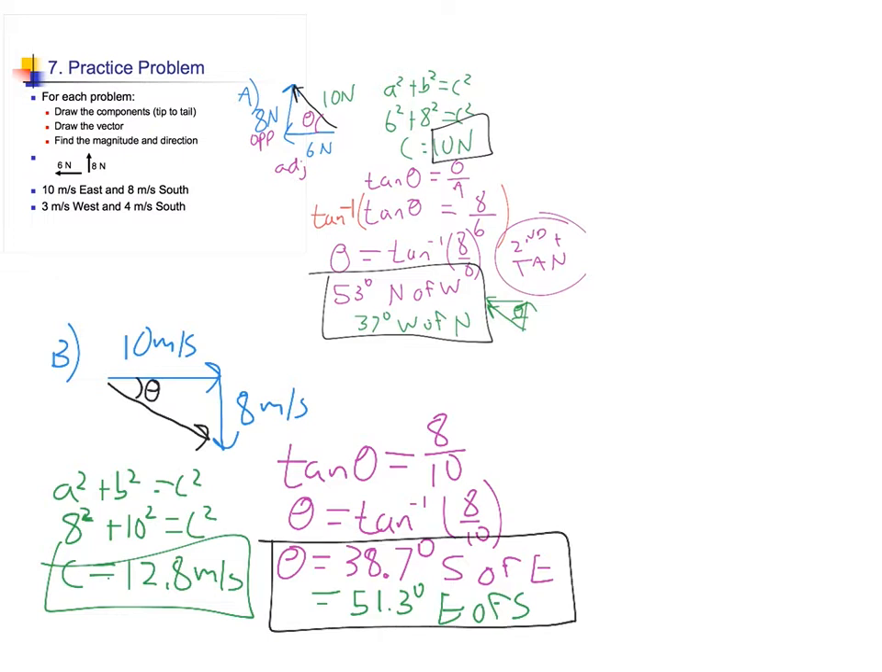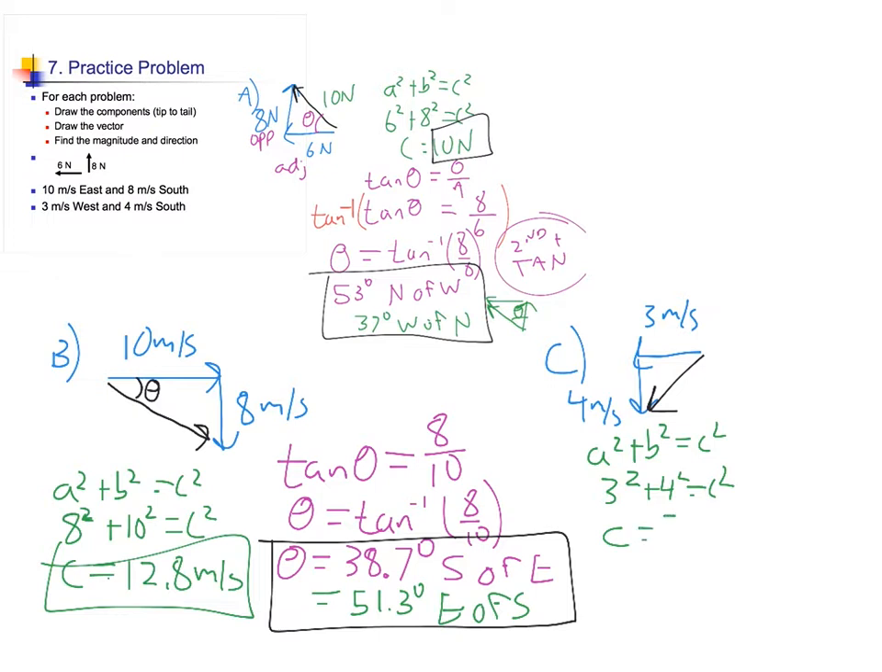Move on to my final one here, C. We have 3 meters per second west, so there's my 3 meters per second, followed by 4 meters per second south. I line those up tip to tail. There's my hypotenuse. To get that hypotenuse, I'm Pythagorizing this. A squared plus b squared equals c squared. 3 squared plus 4 squared equals c squared, so c is going to be 5 meters per second.